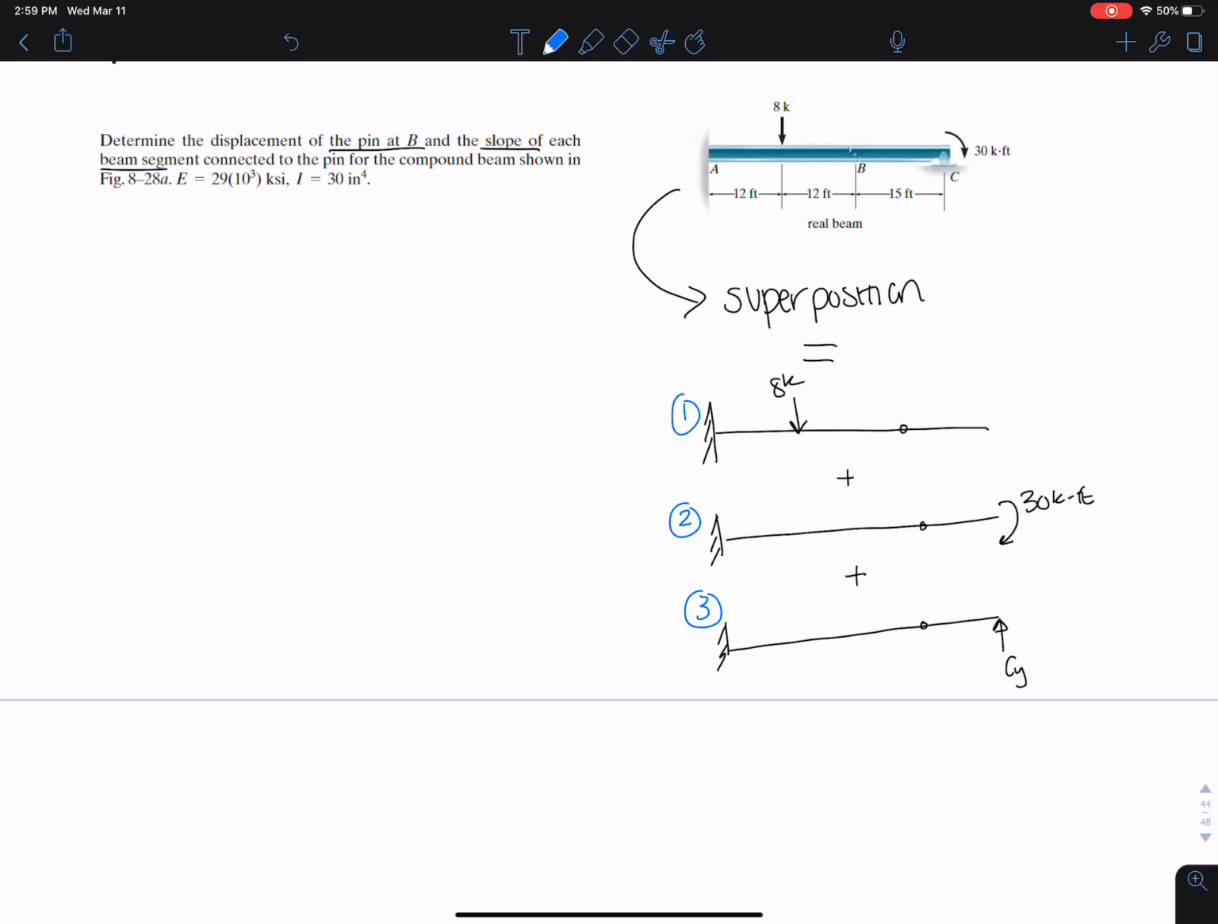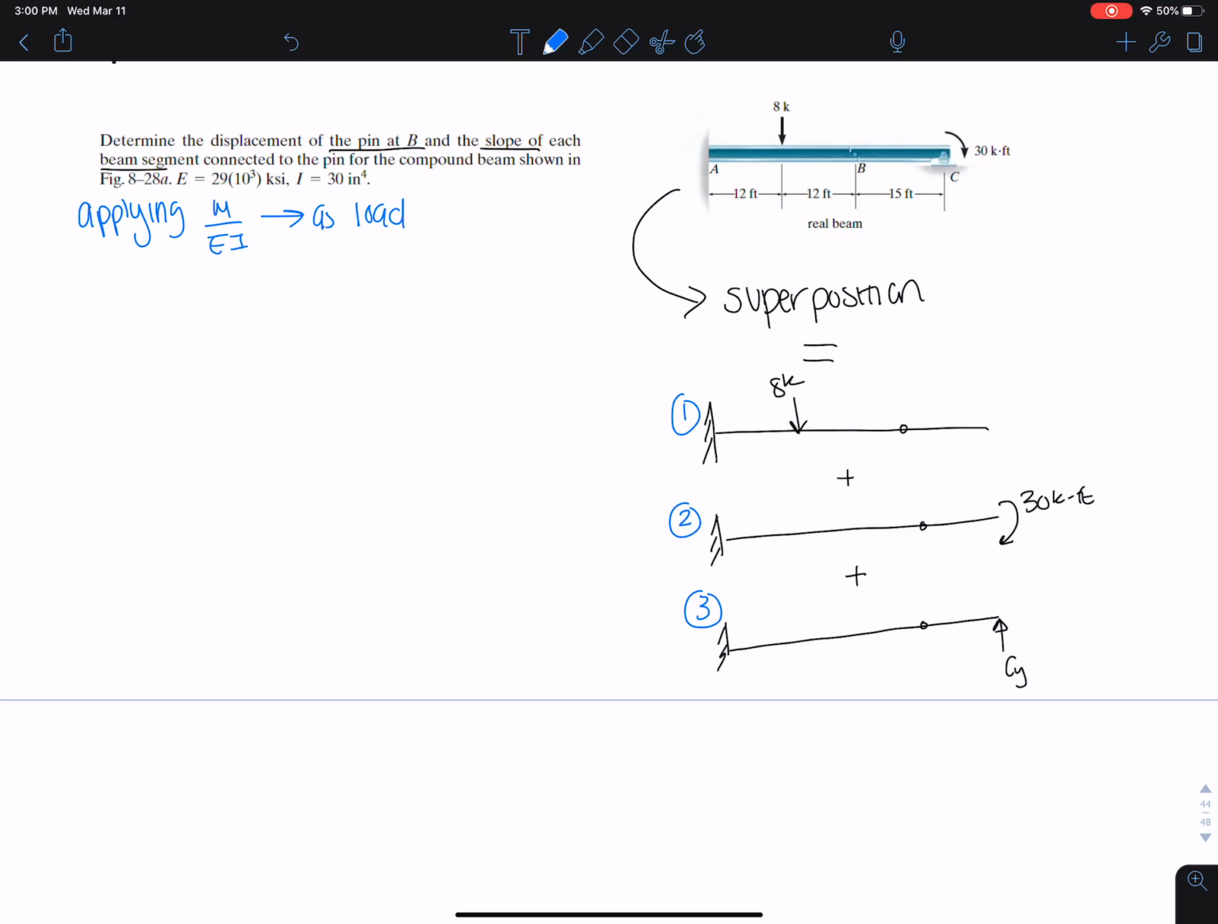And then of course we know, for the conjugate beam method, we're applying the moment diagram. I'll write that right here. M over EI as load. Okay, that's what's happening here.